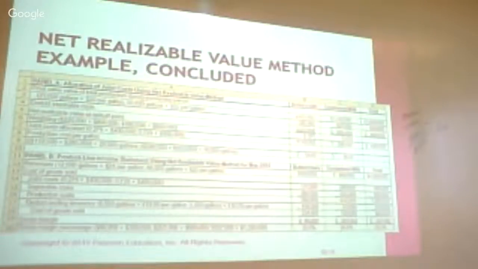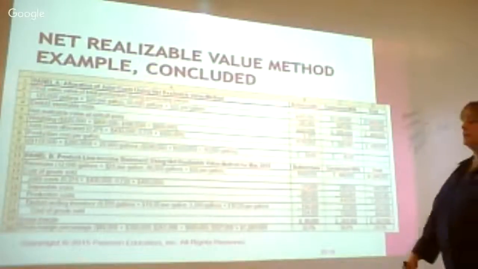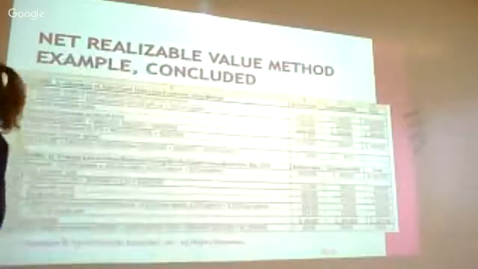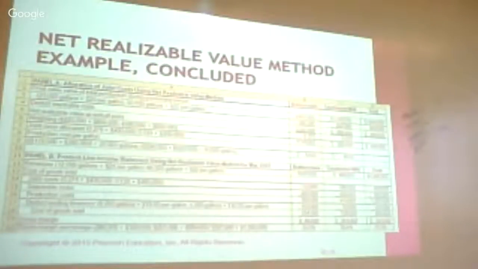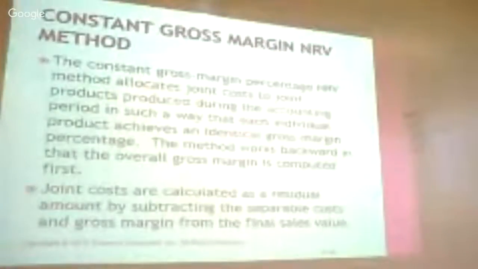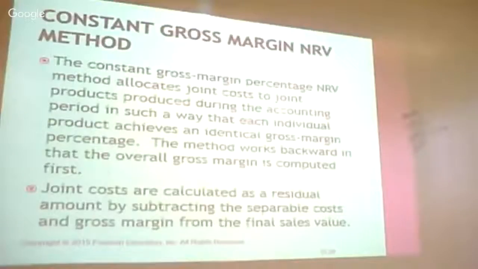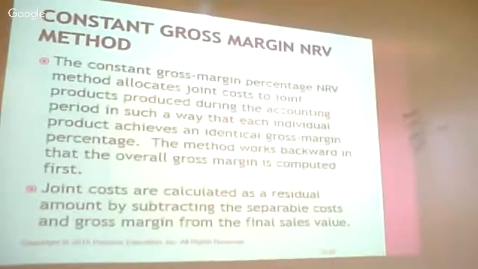So based on this information, we have a gross margin percentage of 23% for buttercream and 26.4% for condensed milk. Okay? So basically what we're doing is just allocating costs. That's all we're doing. So, any questions about that one, the net realizable value? The sales is based off of sales. The net realizable value is based off of units. Okay? All right.